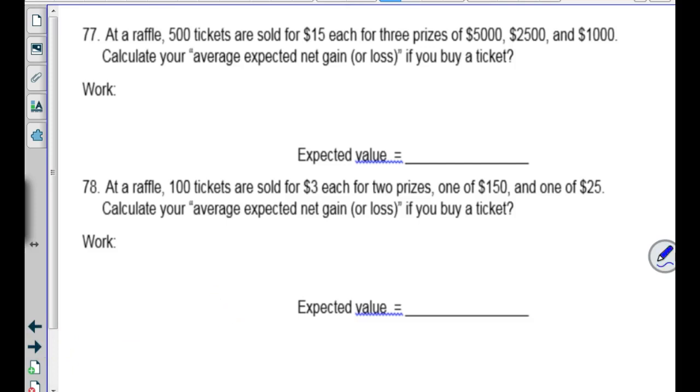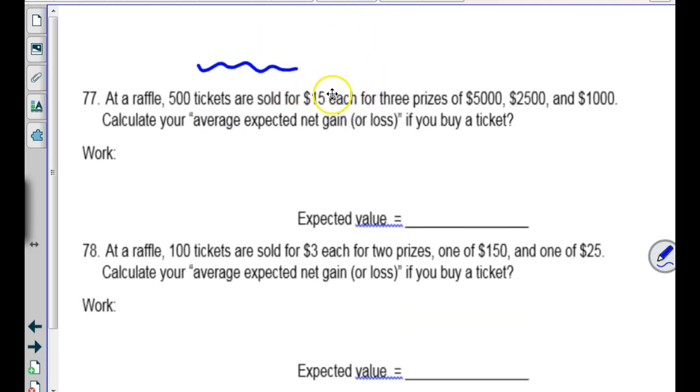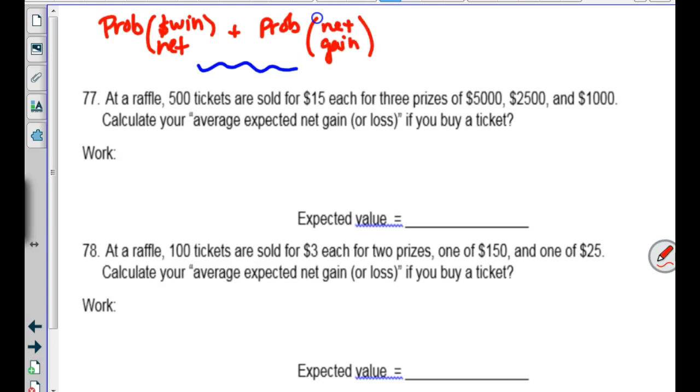Expected value. This went so well on the test that it's on the quiz that it's now on the final. Does anybody remember how this goes? The definition is the probability times the amount you'd win, plus the probability, and that's net gain, times net gain. Again, if you win again, there's another prize. And eventually you do the probability of net loss.